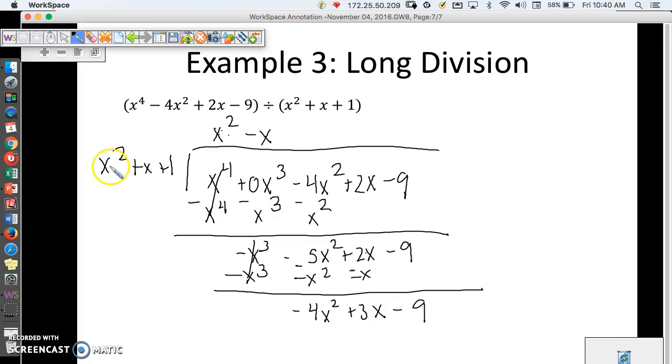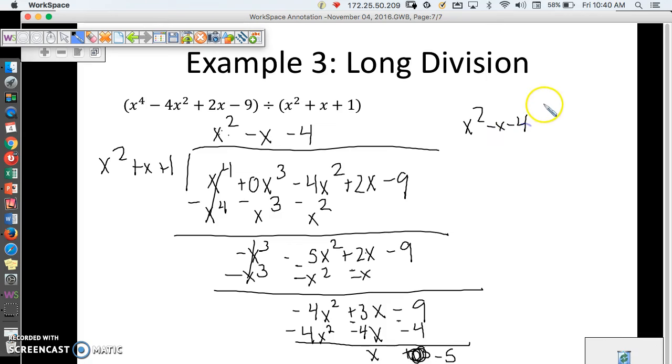And divide out again. So x squared times what gives you negative 4x squared? So we have negative 4. Multiply it out, negative 4x squared. Negative 4x times x is negative 4x. Negative 4 times 1 is negative 4. Subtract away, 3x minus negative 4x, that's plus, so x. Negative 9 minus negative 4, that's plus. So we end up with a remainder of 13. No, sorry, that's negative 5. My bad, because plus 4. So our answer is x squared minus x minus 4 with a remainder of x minus 5 over x squared plus x plus 1.